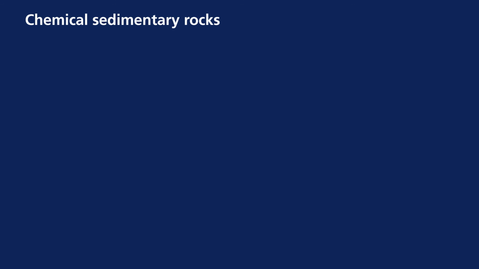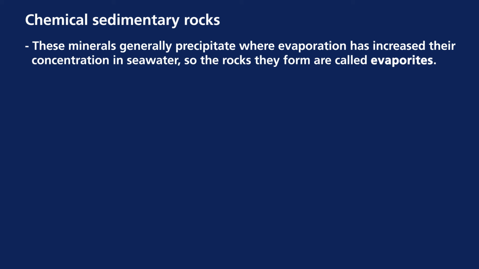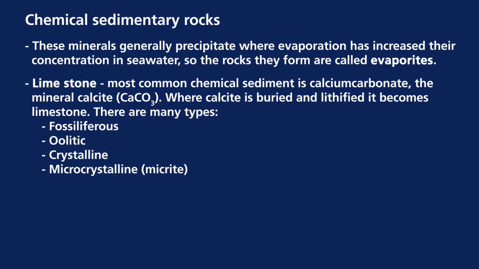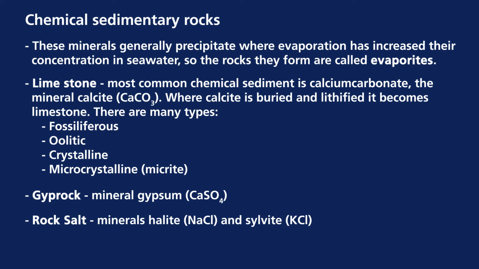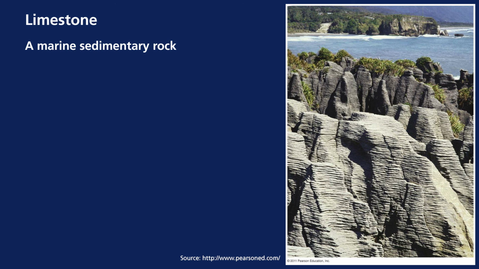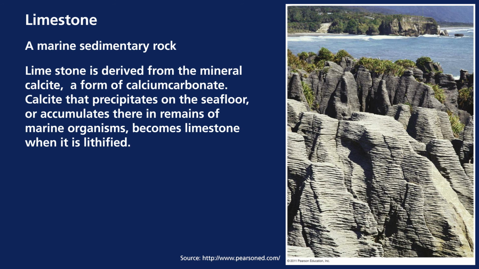Sedimentary rocks also generally precipitate through evaporation, which increases the concentration of seawater. So these are evaporites. Limestone is a very common chemical sediment, including calcium carbonate. So these are fossiliferous, oolitic, crystalline, or microcrystalline. And rock gypsum, which is the mineral gypsum, CaSO4. Lastly, we have rock salt. Limestone quite often comes from the ocean because of the sedimentation and the precipitation of calcite on the seafloor, and these through marine organisms. And again, these organisms are lithified, and they form rock.